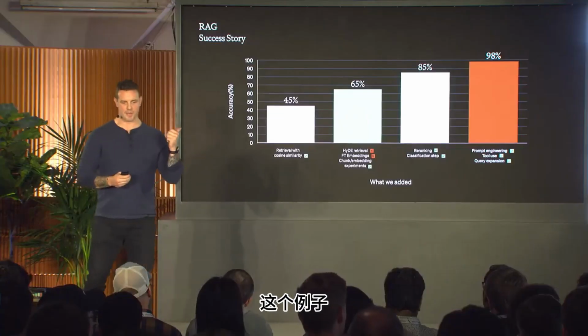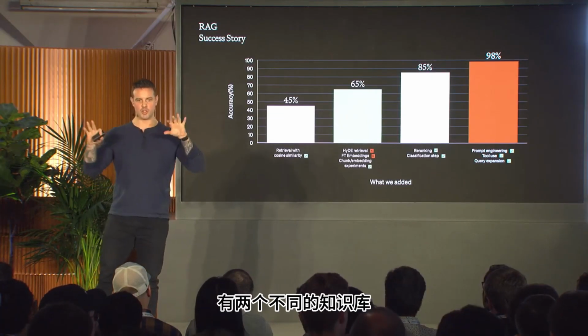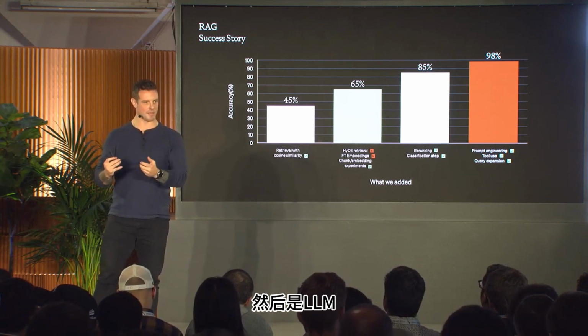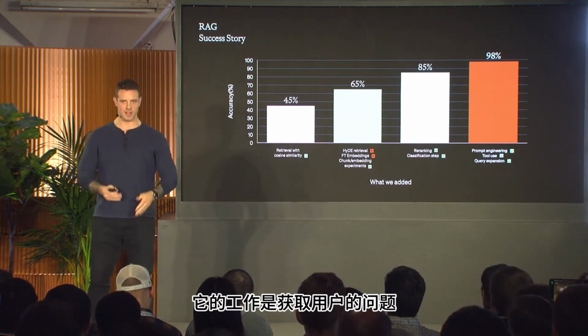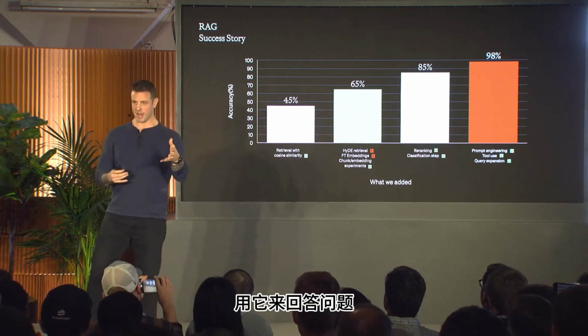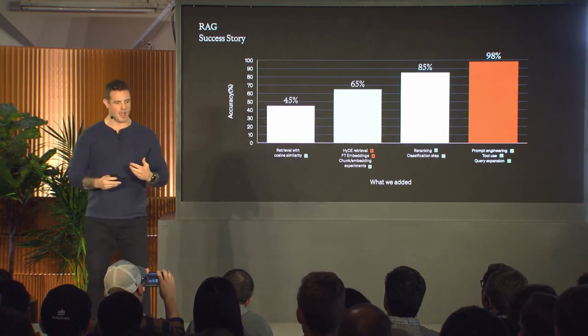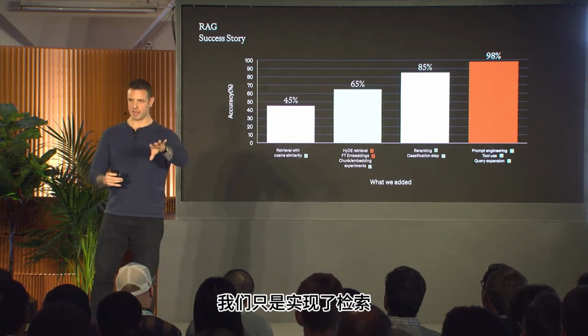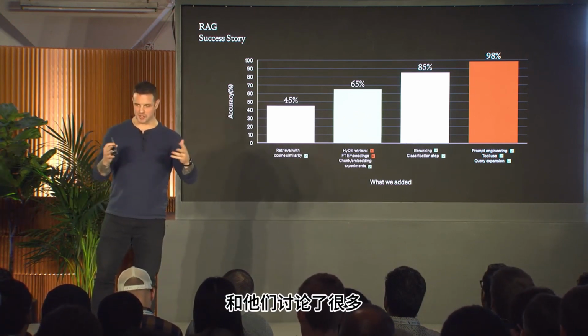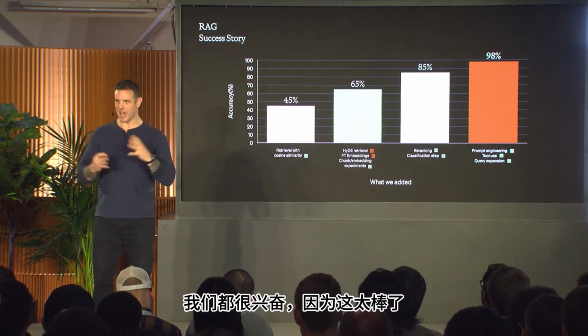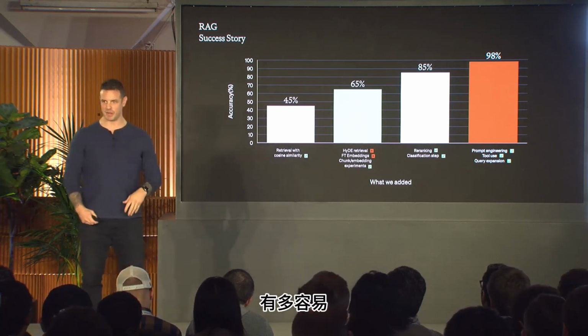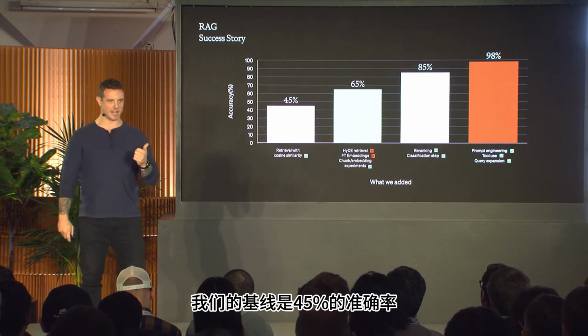In this example, a customer had a RAG pipeline with 2 different knowledge bases and then an LLM, and its job was to get a user's question, decide which knowledge base to use, fire a query, and use that to answer the question. When we started, we just implemented retrieval, and we had loads of talks with them, and we were all really excited about how good embeddings was going to be and how easy this was going to be. Our baseline was 45% accuracy.